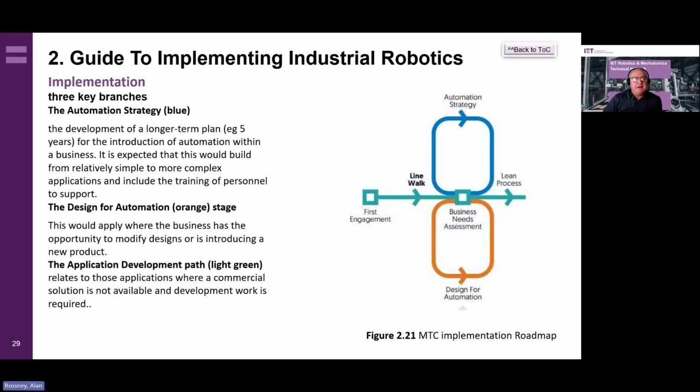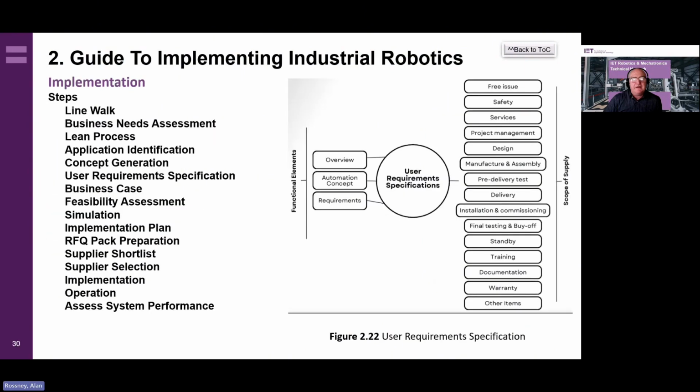So just to describe some of the steps on the previous slide a little further. The line walk, that's really the initial survey of the manufacturing facility to gain an objective view of the production floor and begin to identify and analyze improvement opportunities. The business needs assessment is an assessment to consider how well placed the business is to adopt any automation technology and understand how the business will function in its current and future state.